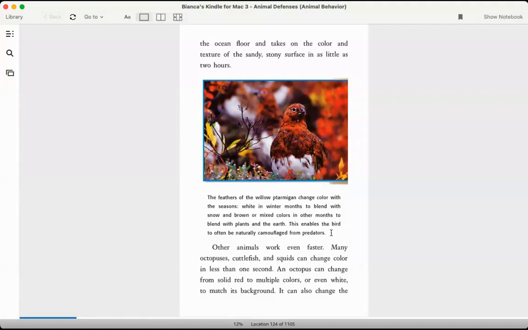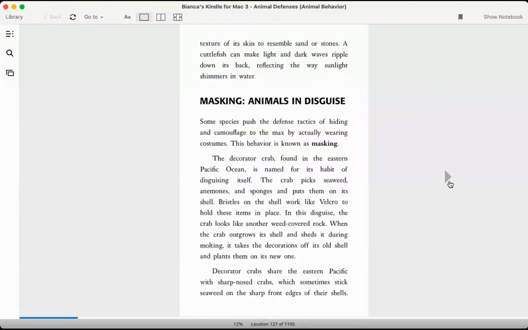An octopus can change from solid red to multiple colors or even white to match its background. It can also change the texture of its skin to resemble sand or stones. A cuttlefish can make light and dark ripples down its back, reflecting the way sunlight shimmers in water.